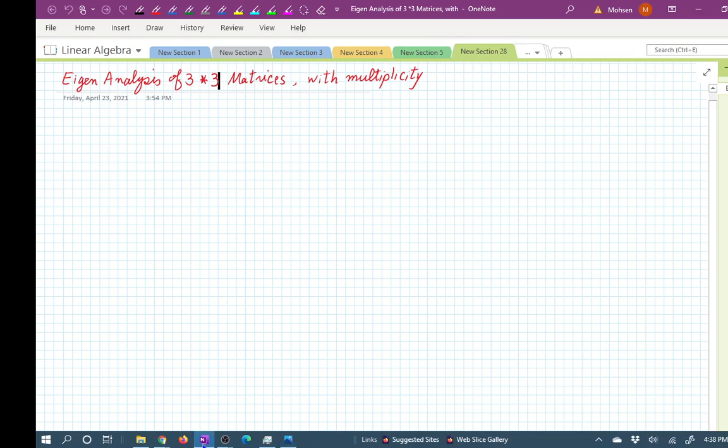So, eigenanalysis of 3 by 3 matrices with multiplicity. It means some of the roots are going to occur twice or 3 times. That's going to give us a bit of additional challenge we need to watch out for.